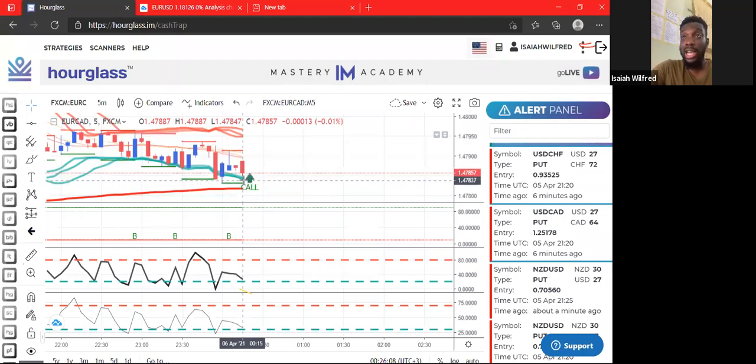But I know people that actually take 1 minute trades. I still don't know how they do it. Sage, my guy, I still don't know how that guy does it. But 1 minute on a 5 minute time frame can be risky, but you might get lucky. But it's always advisable to use 3 minutes and 2 minutes.